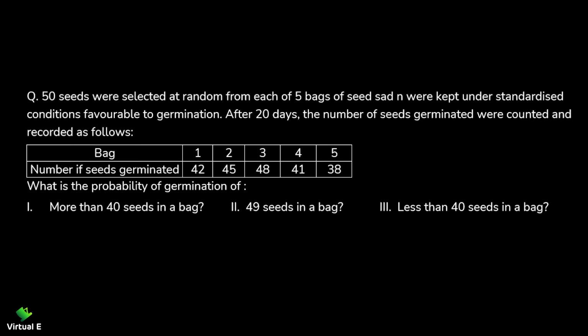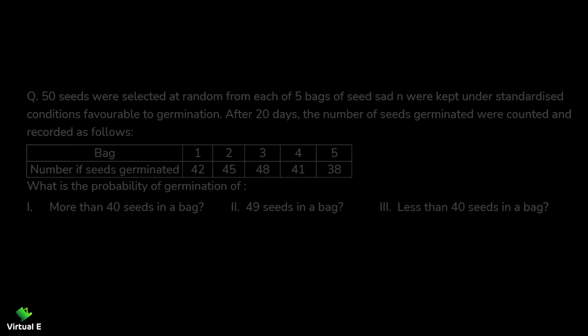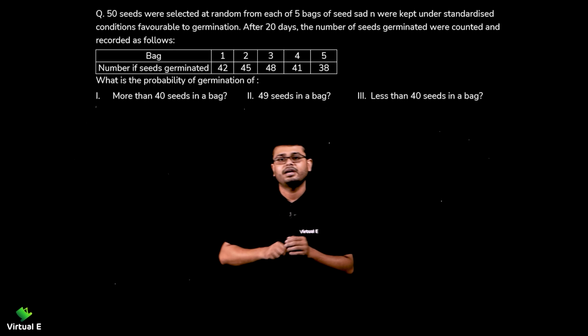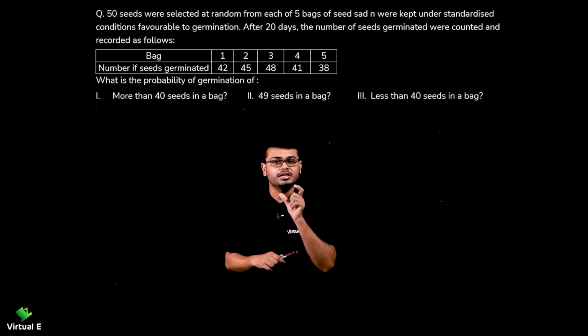First of all, are we going to take the total number of seeds or the total number of bags? This is a very interesting concept, because there are so many numbers given, and how to select the total about which we are going to find the probability is very important. The hint lies in the question. What is the probability of germination of more than 40 seeds in a bag, 49 seeds in a bag, and less than 40 seeds in a bag? See, bag is the consistently used word, right? So we are going to take the total number of bags.